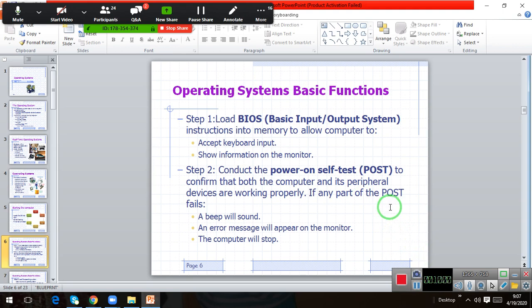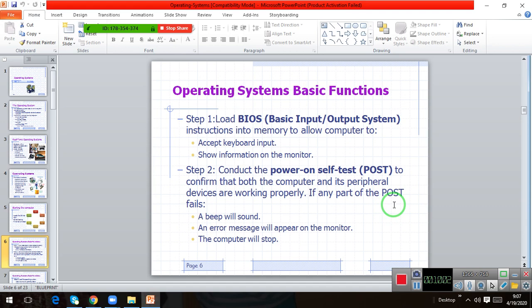Now what if the POST, power on self test, fails? What sort of problems may we have in the computer?